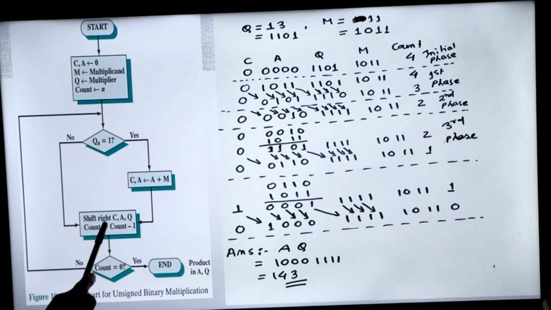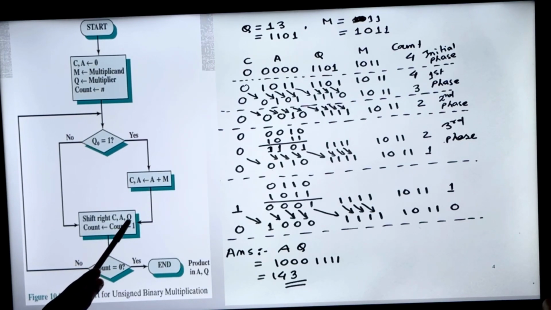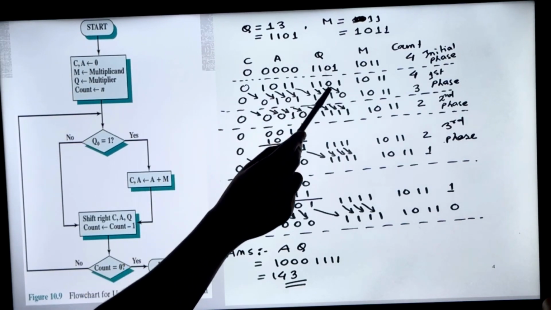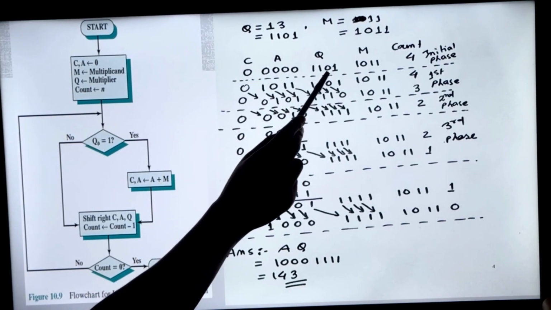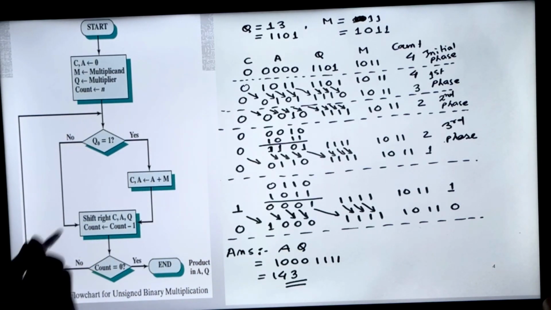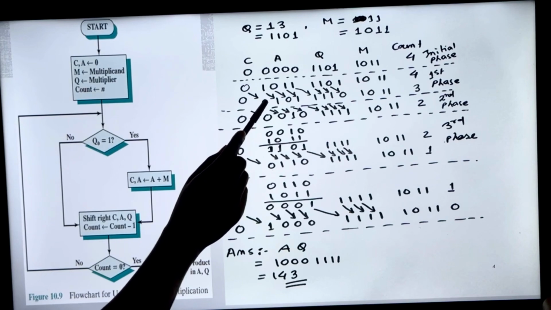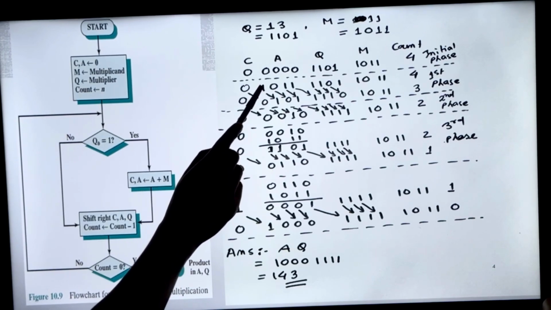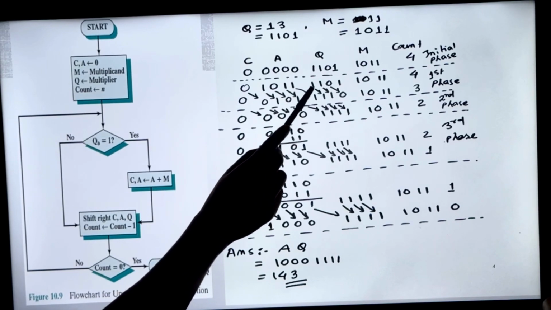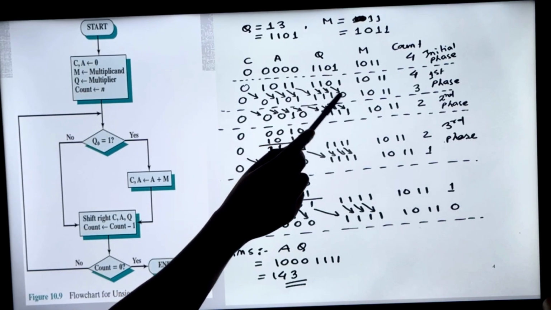Then we'll come to this box. So here what I have to do is shift right CAQ. I have to perform right shifting starting from C ending with Q. Fine, what is my C here? What is my Q here? So I have to shift all these bits one bit to the right-hand side. So if I do so, how will it look? See, this 0 will come here. I am shifting one bit right. This 1 will come here. This 0 will come here. This 1 will come here. This 1 will come here. This 0 will come here.